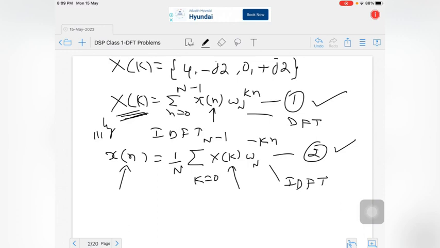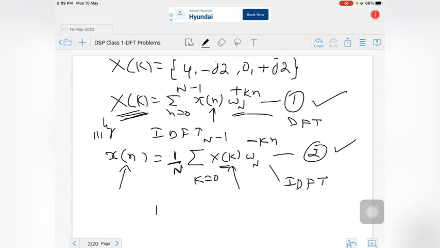And observe, in the DFT we are varying the summation n is equal to 0 to n minus 1. Here we vary the summation from k is equal to 0 to n minus 1. They give the sequence x of k, and you can observe the twiddle factor will have the minus sign, whereas in the DFT it will have the plus sign. These are small changes you should keep in mind. And also in IDFT we have to multiply the entire summation by 1 by n.